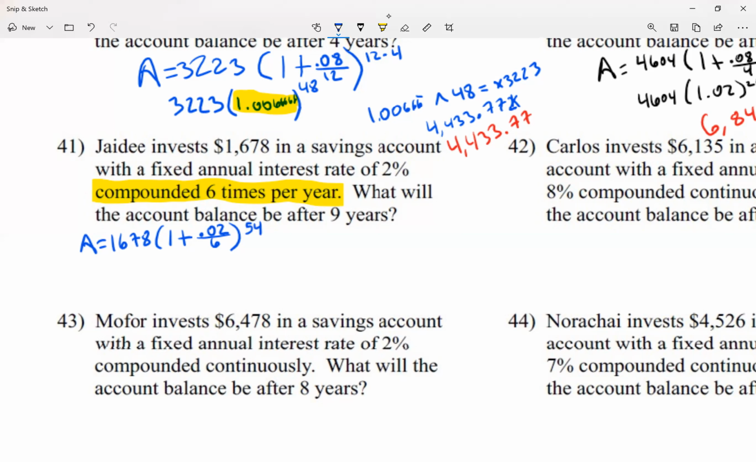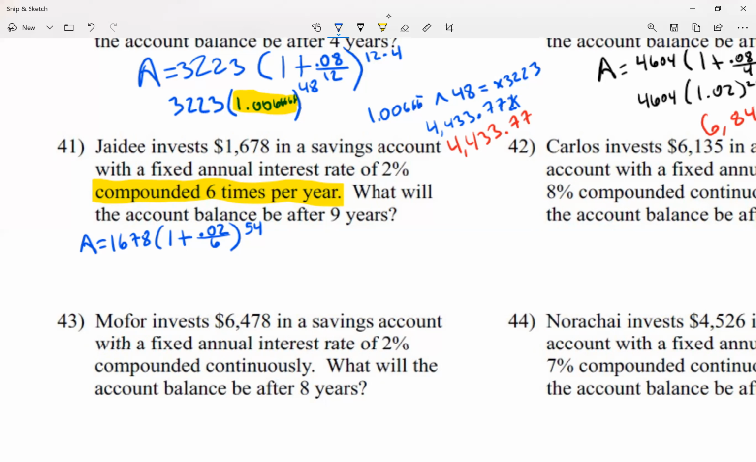So work the parentheses. 0.02 divided by 6 plus 1. Remember, I have to do division before I add. So that's why I said 0.02 divided by 6 plus 1. Press equal. That gives you the decimal, which is like 1.00333333.